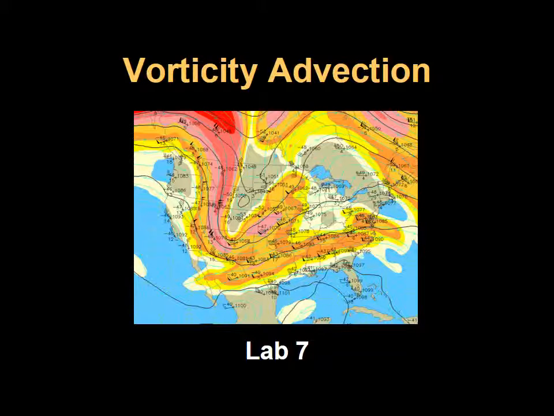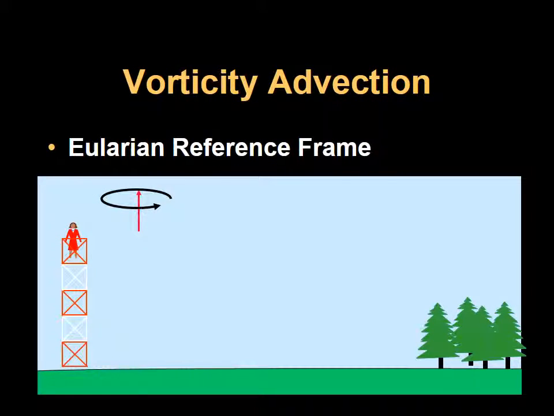Lab number 7 deals with vorticity, and this little PowerPoint presentation, this little video, deals with vorticity advection. Whenever we talk about advection, we're talking about bringing a property into an area and the movement of some property. We discussed temperature advection last lab. This lab, we're looking at the property of vorticity, and vorticity can move. As the air moves along, the spin moves with it.